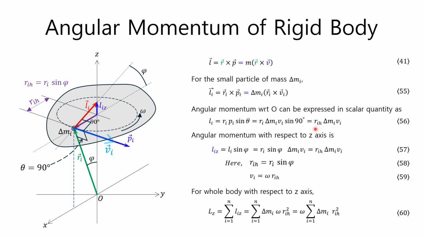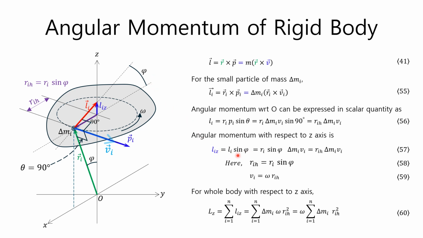As shown in the figure, the angular momentum Li is not in the same direction as the rotation axis z. Since what we want is the angular momentum component with respect to the rotation axis z, we need to find the z-axis component Liz of the angular momentum Li. From the figure, the z-axis component of Li can be found by multiplying Li by sine phi, as shown in the first equation of equation 57.